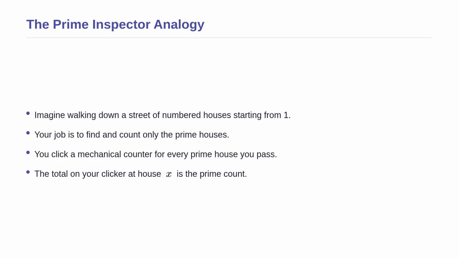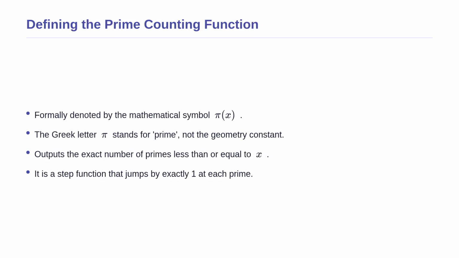To understand this concept, imagine you are walking down a long street where every house has a number on its door, starting from 1 and going up forever. You are a special inspector whose only job is to find prime houses. These are houses whose numbers can only be divided by 1 and themselves. You carry a mechanical clicker. Every time you walk past a prime house, you press the clicker once. If you stop walking at a specific house number, the total shown on your clicker is exactly what mathematicians call the prime counting function.